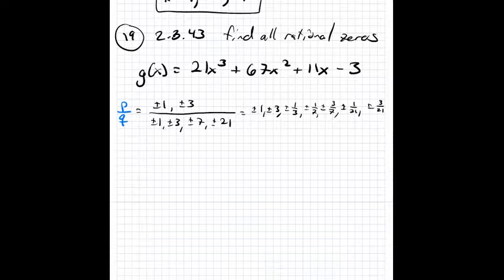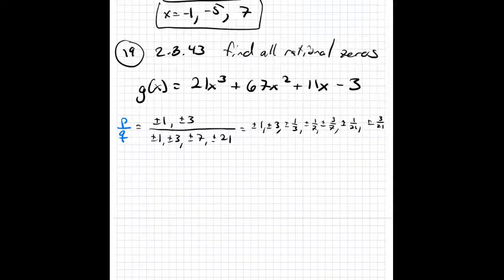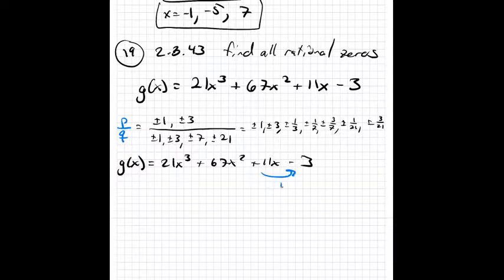Okay, so we have this list of possible rational zeros. It's a pretty extensive list. Let's do Descartes' rule of signs again really quickly. So let's look at g of x first. 21x cubed, 67x squared, 11x minus 3. I think we only have one sign change. So that means we have one possible positive zero.